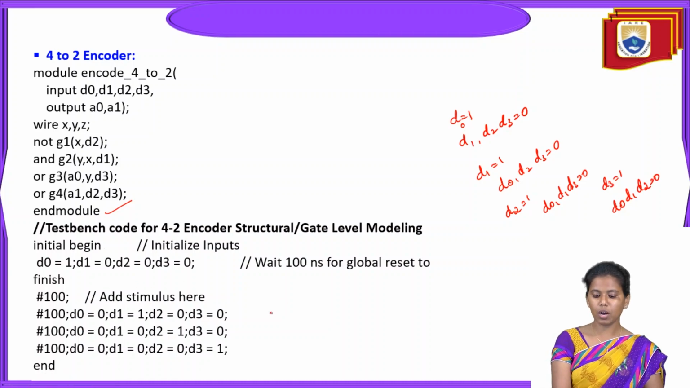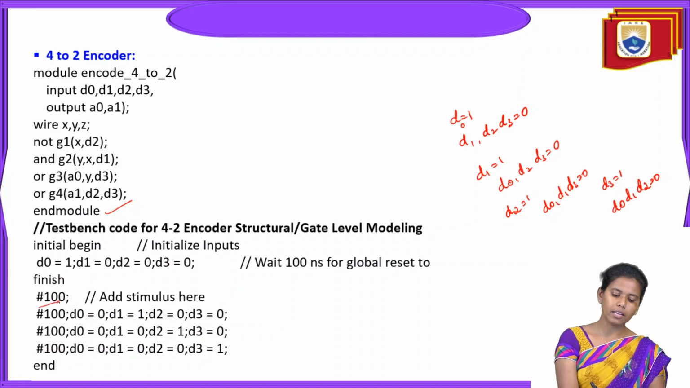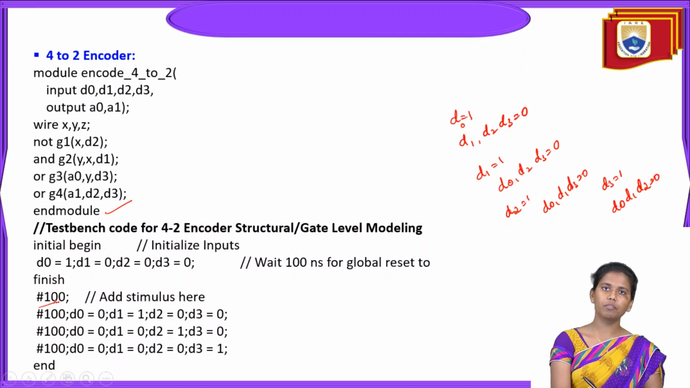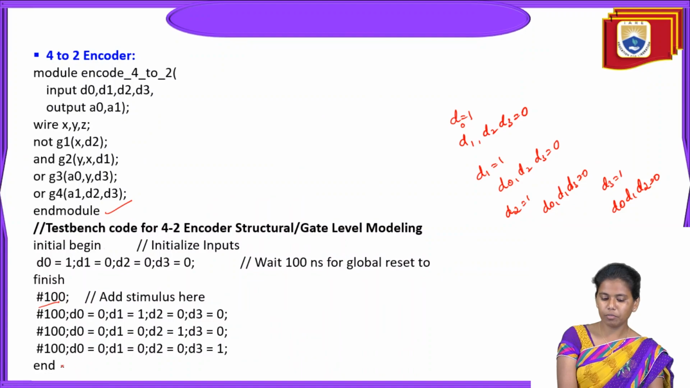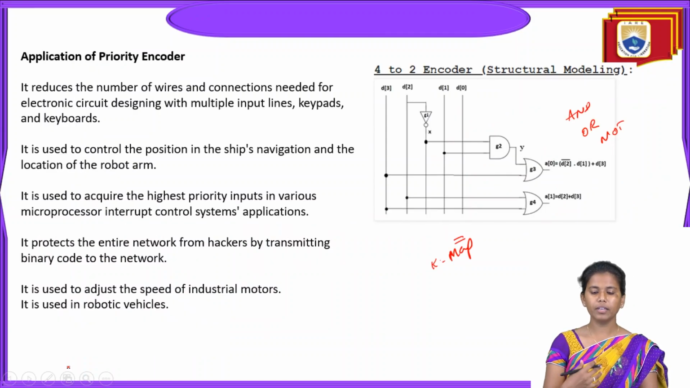So that is how we represent each and everything in the test bench with 100 nanoseconds of delay. With 100 of delay, we are mentioning all these things. Then finally ending with the keyword end. Why? Because here we have started with begin, so we have to end it with end. Then finally coming to the applications of the priority encoder.